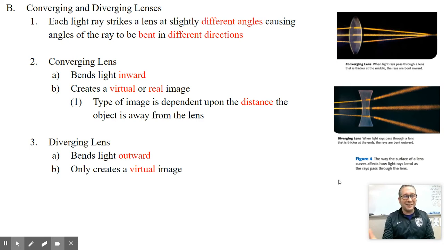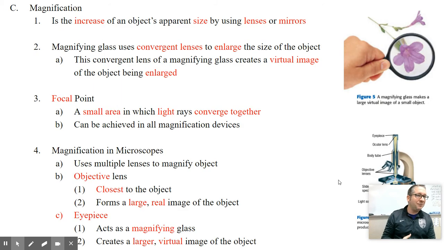Diverging lenses, as I said, bend outward and they create only a virtual image. Okay, magnification. Now, this is something you're probably a little more familiar with, the increase of an object's apparent size by using lenses or mirrors. A magnifying glass uses convergent lenses to enlarge the size of the object. This convergent lens of a magnifying glass creates a virtual image of the object being enlarged.